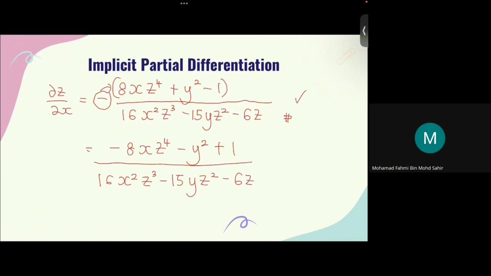Alright, okay. So this is del z, del x. So what happens if I want to find del z, del y?